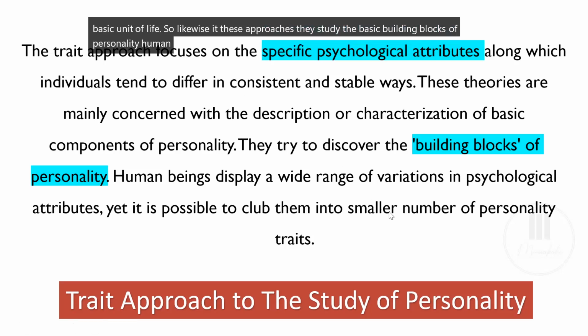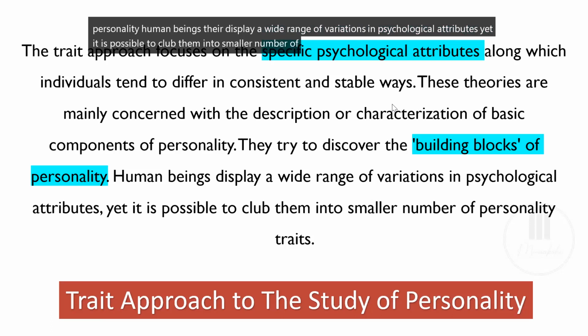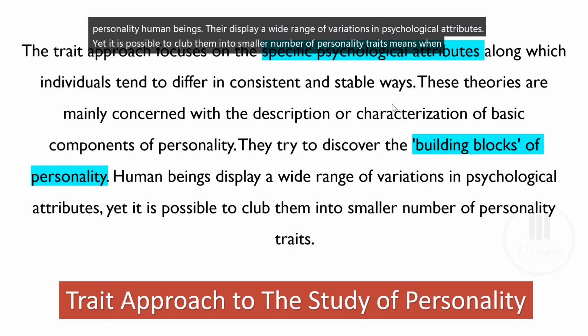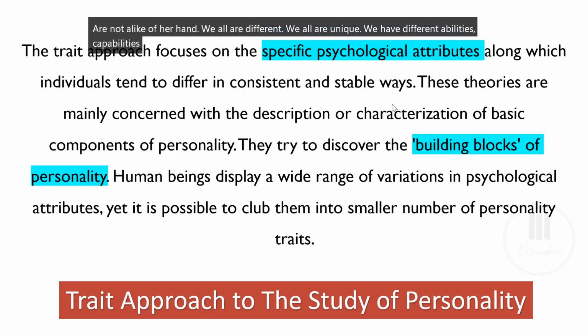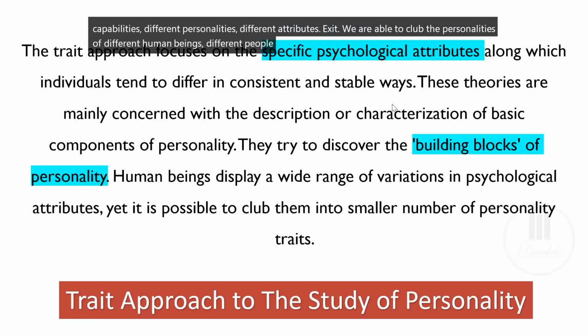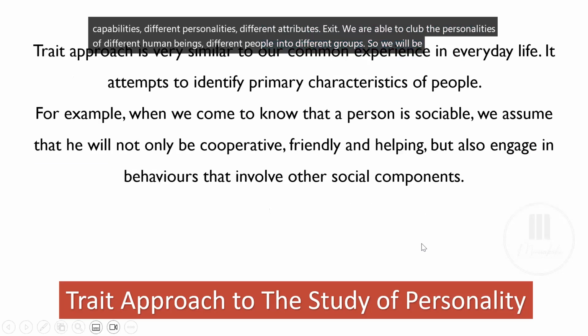Human beings display a wide range of variations in psychological attributes. Yet, it is possible to club them into a smaller number of personality traits. Means when we say all the fingers of a hand are not alike, we all are different, we all are unique, we have different abilities, capabilities, personalities, attributes, yet we are able to club the personalities of different human beings, different people, into different groups. So we'll be talking about that in detail.